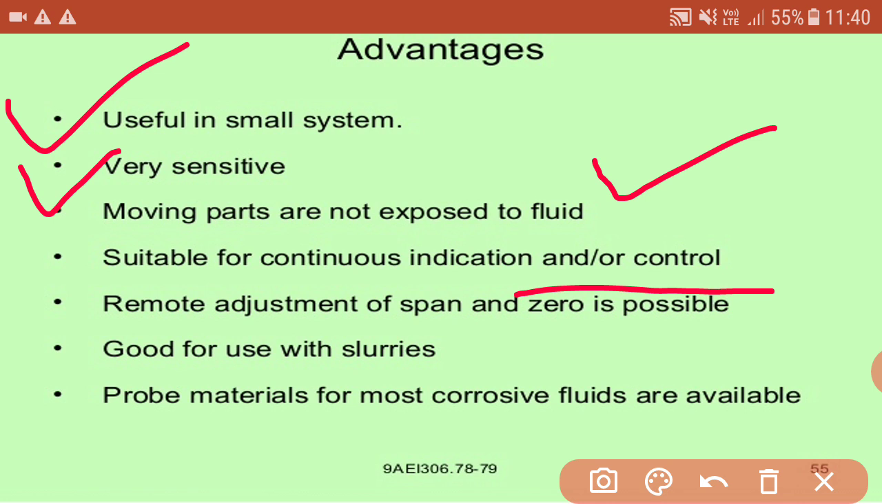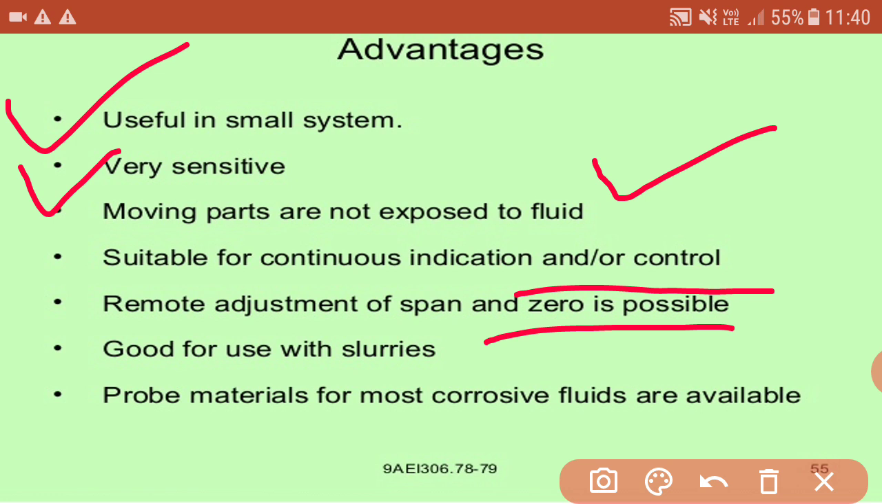So in such types of industries some continuous indication is required. So at that time this type of capacitive measurement is useful and it is suitable. Remote adjustment of span and zero is possible.